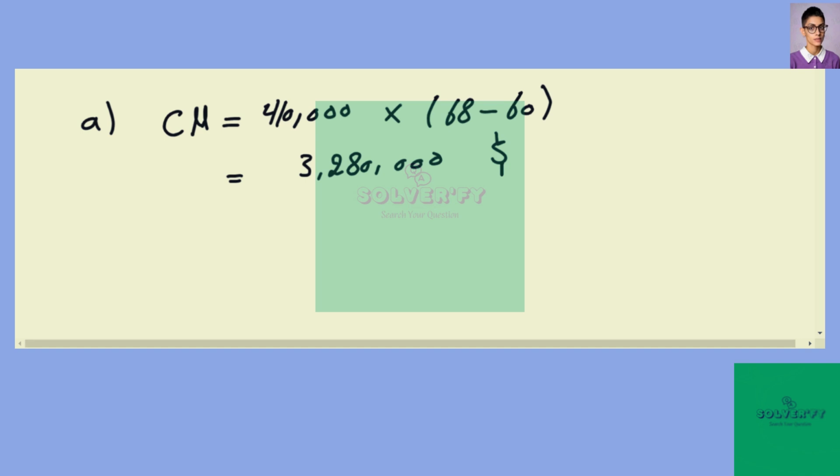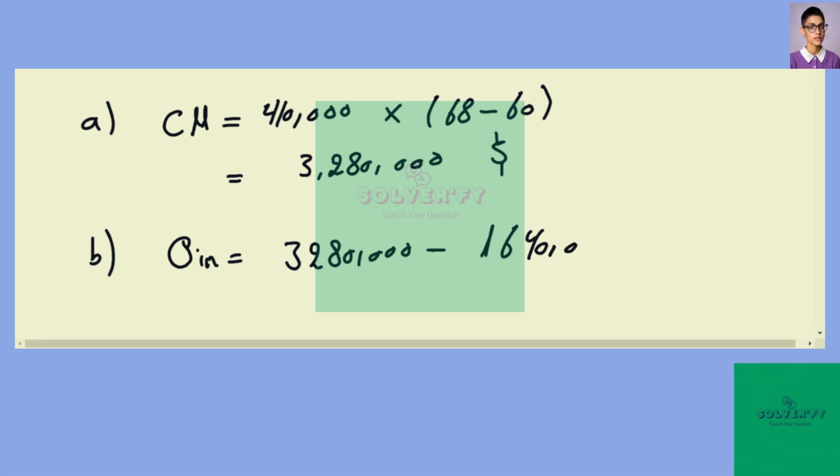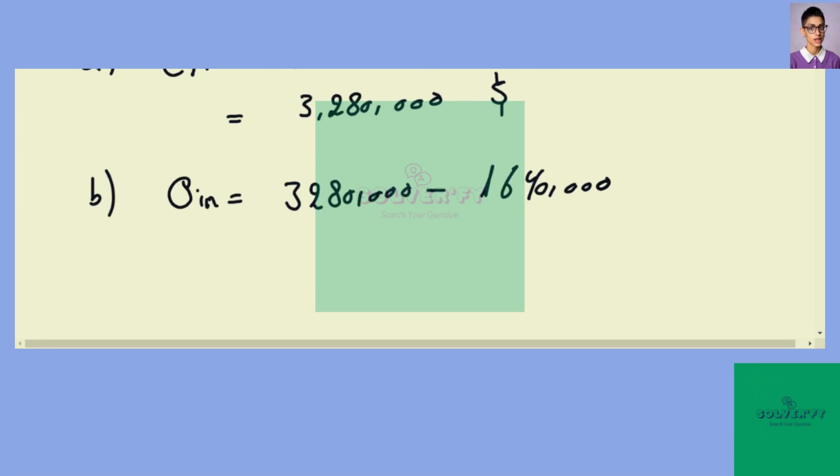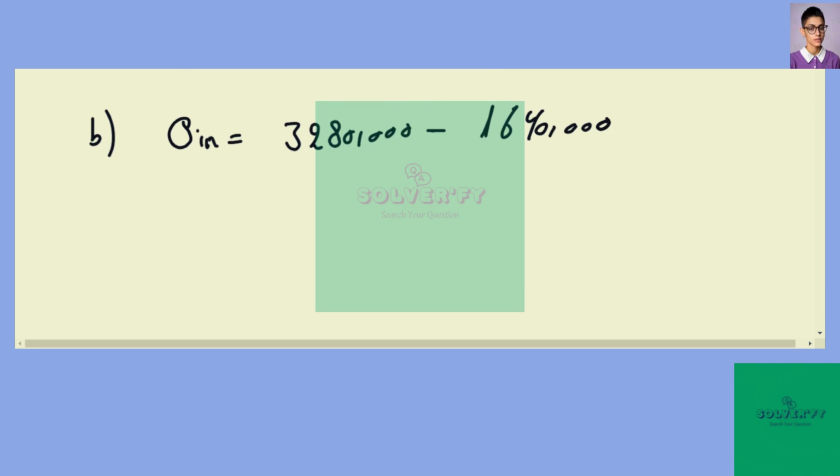In part B, we need to calculate the operating income, let it be ON. The operating income is equal to the contribution margin, which we calculated before, 3,280,000, minus the fixed costs, which is 1,640,000. So the operating income is just $1,640,000.